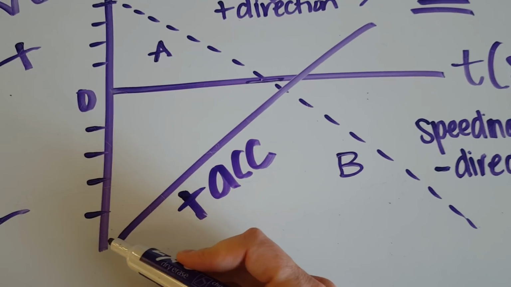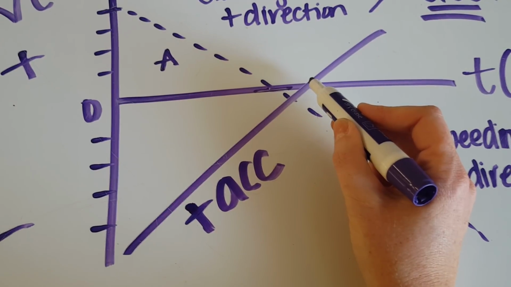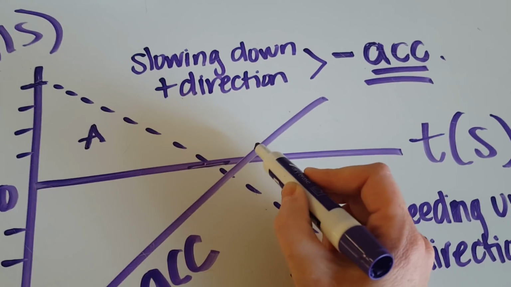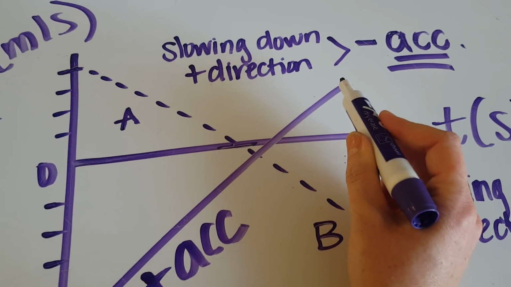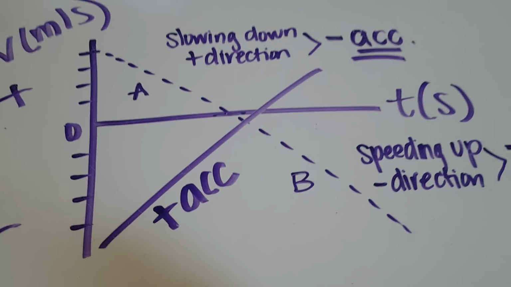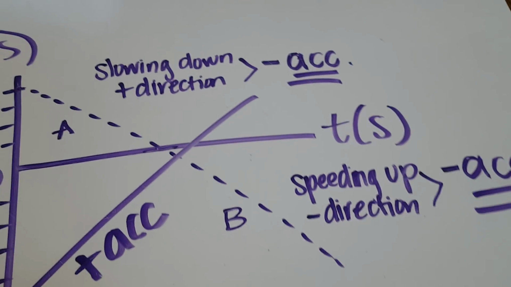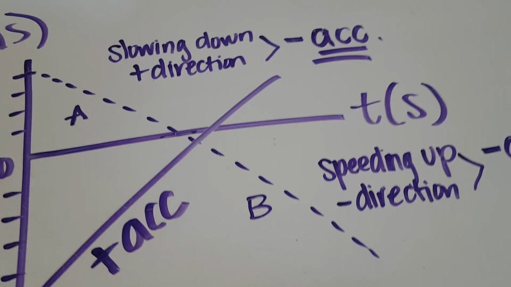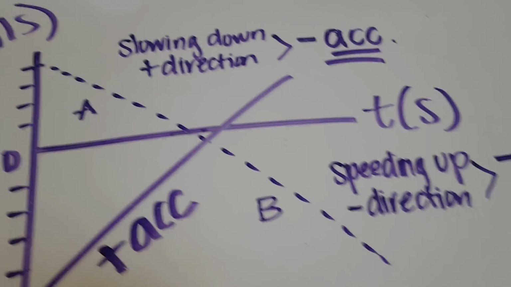In this part of the graph, the object is slowing down, but in the negative direction. And in this part of the graph, the object is speeding up, but in the positive direction. A lot of people like to think of these as a combination of positives and negatives. They think of slowing down as a negative and speeding up as a positive.